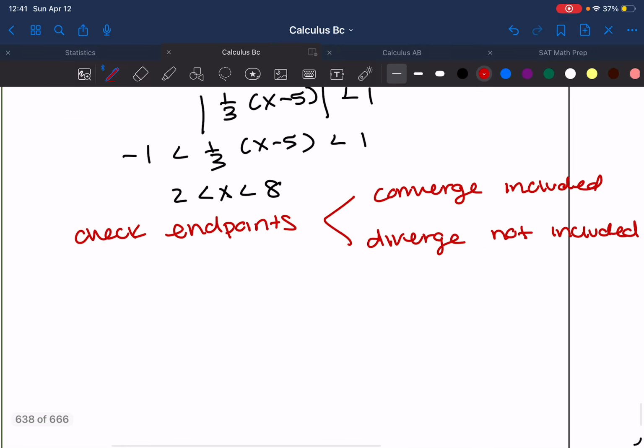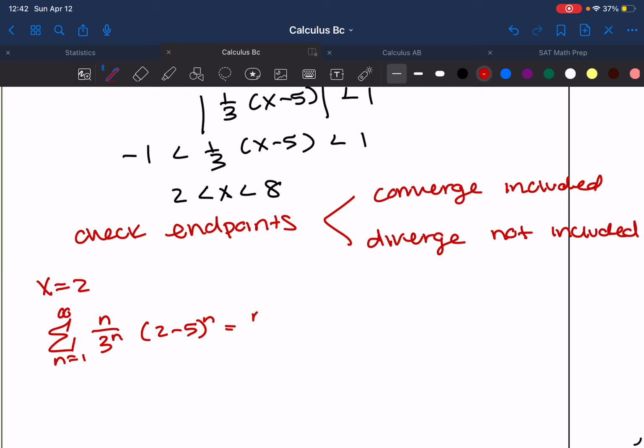Okay, so let's go ahead and check x equals 2 first. And so we're plugging in x equals 2 into our original series at the top. And so this gives me the summation of n equals 1 to infinity, n over 3 to the power of n times 2 minus 5 to the power of n, which reduces to n over 3 to the power of n times negative 3 to the power of n, which reduces to negative 1 power of n times n, which diverges. Okay, that means x equals 2 is not included in the interval.